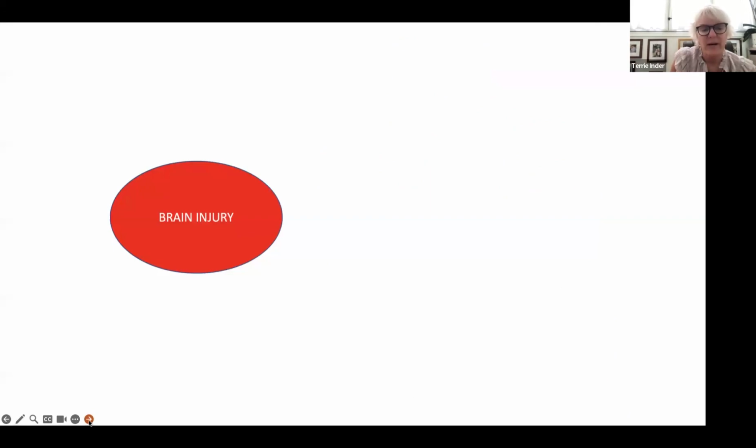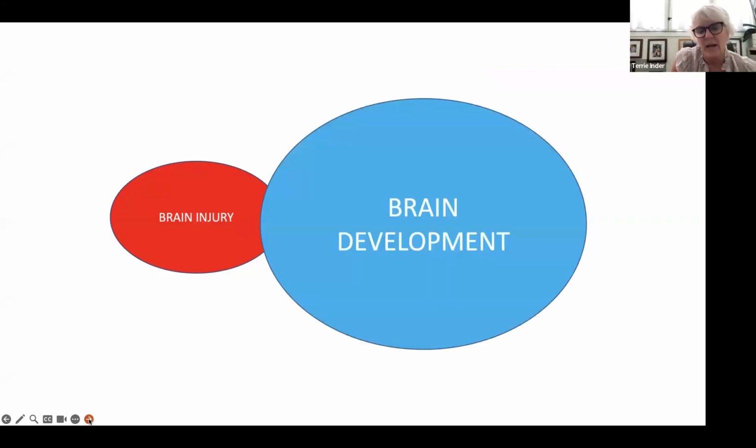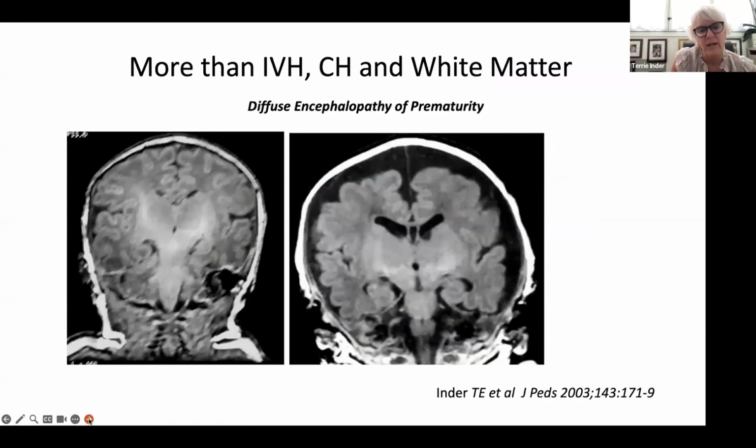So brain injury is really important because you need to define it, and you won't be able to define it, as we've already seen, unless you do imaging. But in addition, we've now got a lot more focus on brain development as well as injury. And we know and have seen for a long time, 20 years now, that the preterm brain somehow does not develop in the same way as a healthy term brain.